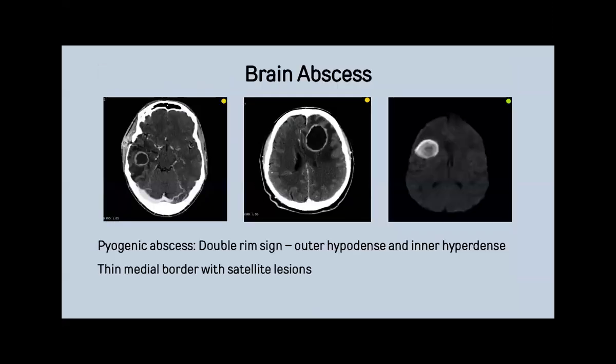These are some images of what brain abscesses look like on CT and MRI. Pyogenic abscesses have a double rim sign with the outer hyperdense and inner hypodense appearance. The thin medial border with satellite lesions is pathognomonic.